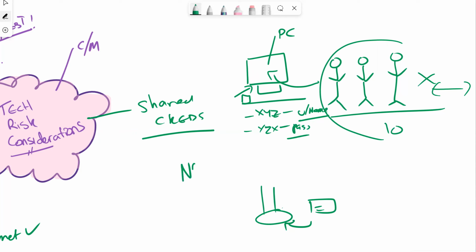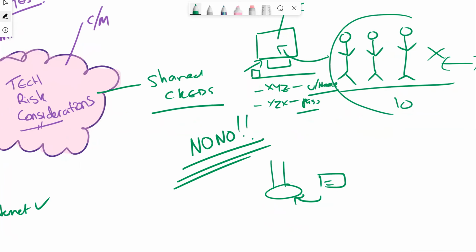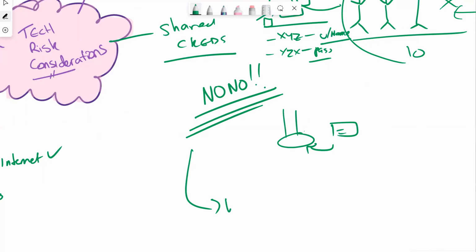I'm just going to put here, no, because using shared credentials is an absolute no-no. We shouldn't have that, right? So when multiple people use the same username and password, obviously it's a bad thing, and we don't want that. Now, why is it a bad thing? Well, I can tell you a couple of things, right?